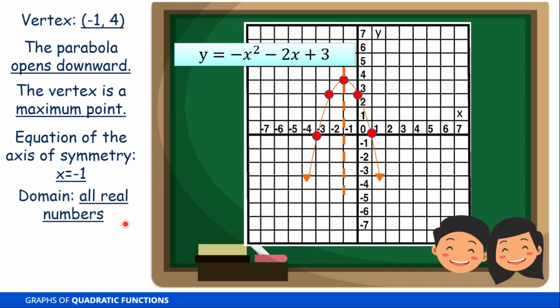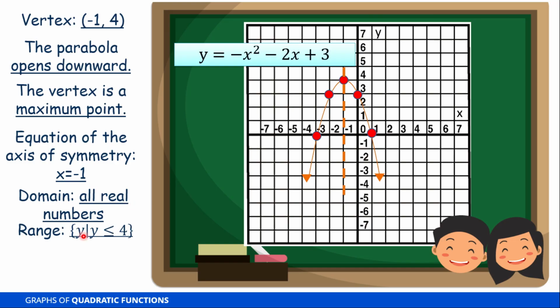Now, let's proceed to the domain of our quadratic function. Ang domain ng ating quadratic function ay all real numbers. Ibig sabihin, maaaring magamit ng quadratic function ang lahat ng real numbers dito sa ating x-axis. Kung mapapansin natin, ang ating parabola, it can extend infinitely. Okay? So, may possibility na magamit lahat ng real numbers dito sa ating x-axis or magamit lahat ng x values. Therefore, ang domain natin ay all real numbers.